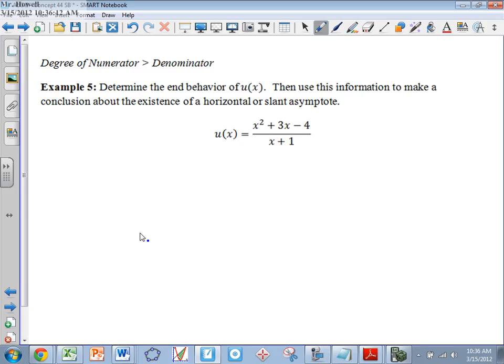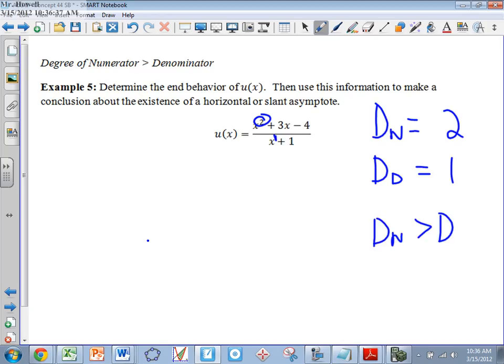So this is case 3, or scenario 3, where the degree of the numerator is bigger than the degree of the denominator. Tell me, what's the degree of the numerator? 2. Okay, the 2 there. Denominator? 1. Because there's really a 1 here. So, clearly, the degree of the numerator is bigger than the degree of the denominator. I mean, it has to be. Okay? Bigger than the denominator.